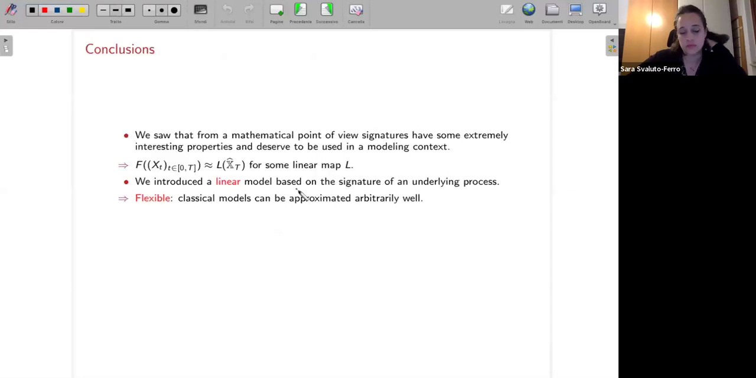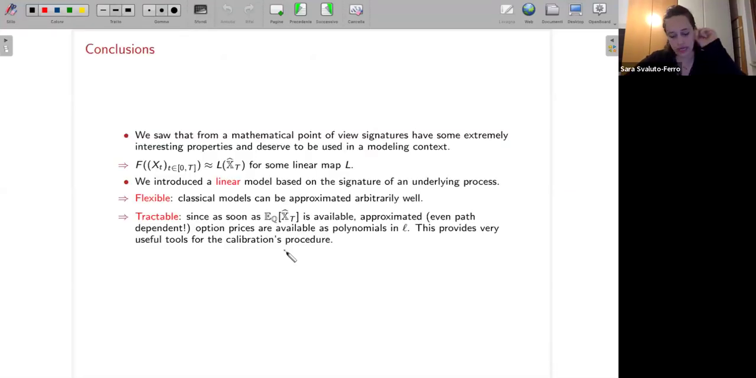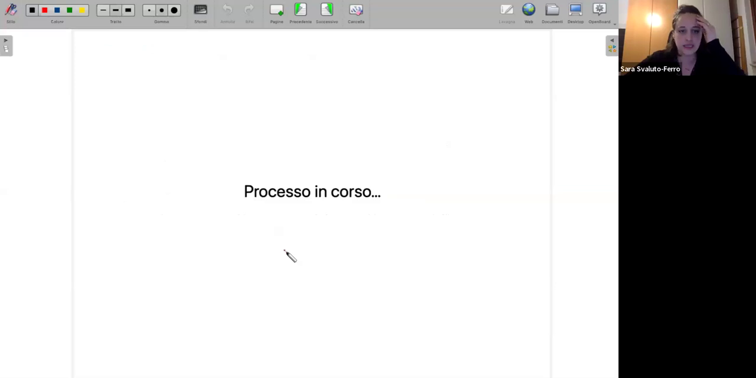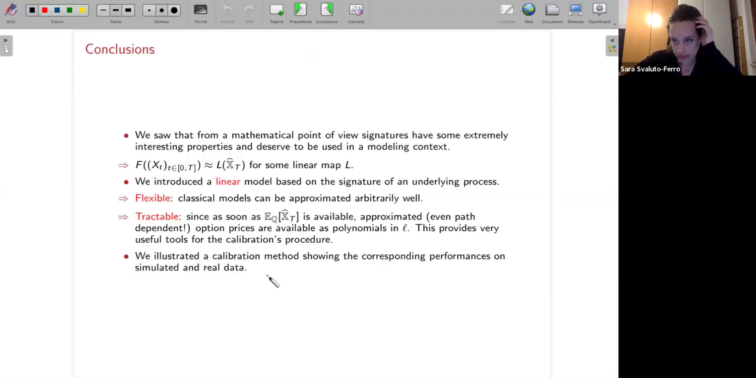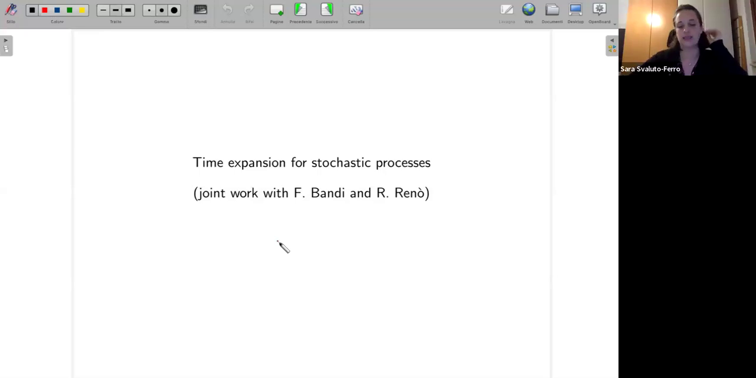Yeah, the linear model is flexible, we can compute things, and we can calibrate it quickly. The last part that I wanted to show you, because I think it is also interesting, is a new paper that I have together with Federico Bandi and Roberto Renaud. Roberto Renaud is at ESSEC in Paris, and Federico Bandi is at Johns Hopkins in Washington. It is on arXiv since this week.